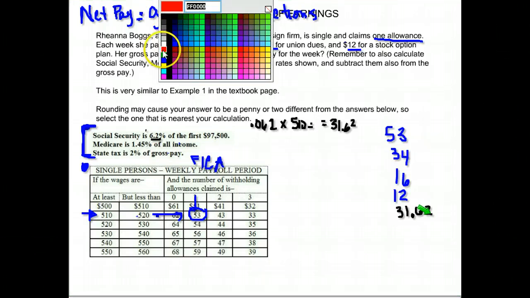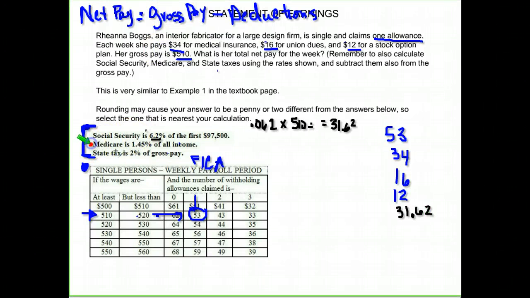All right, next I'm going to find the Medicare tax. It's 1.45% of her income. So I move the decimal 2 places to the left. That gives me 0.0145, and I multiply that again by her gross pay.